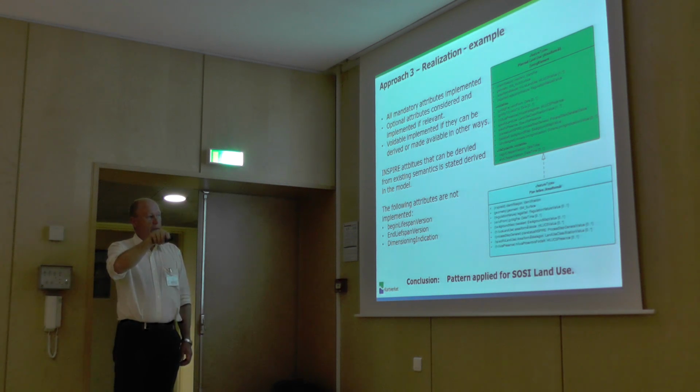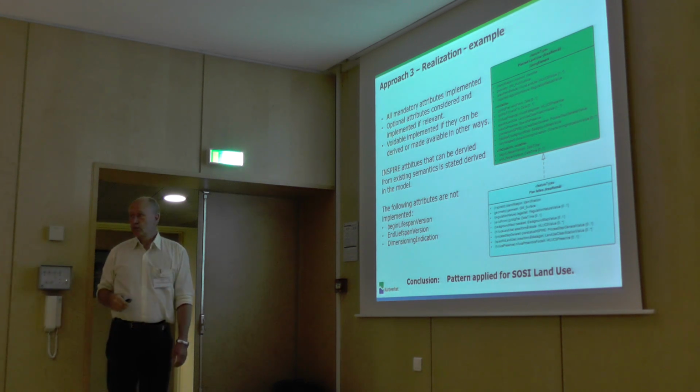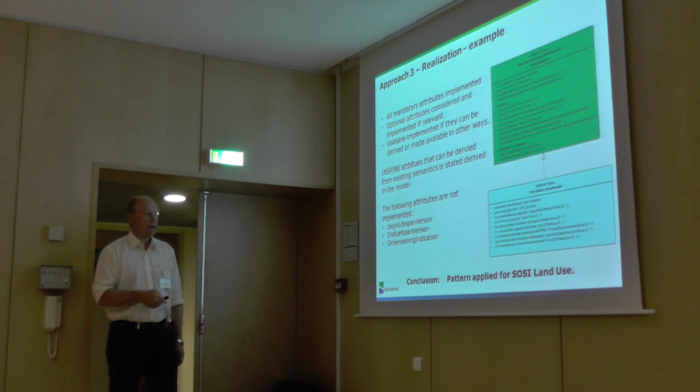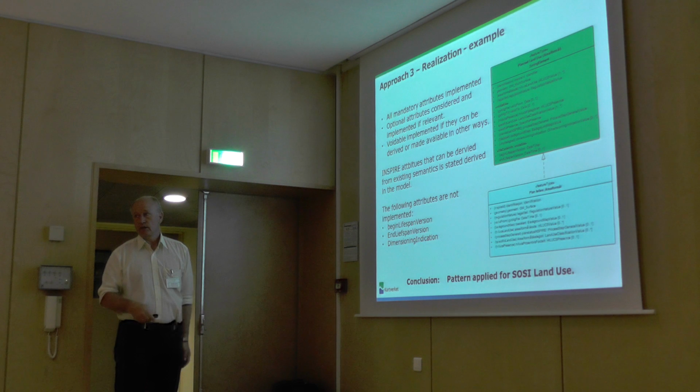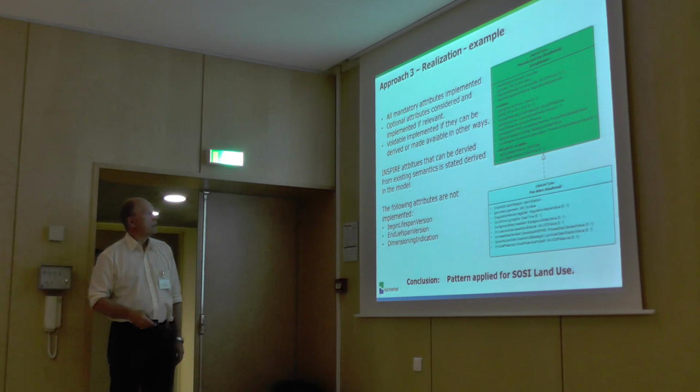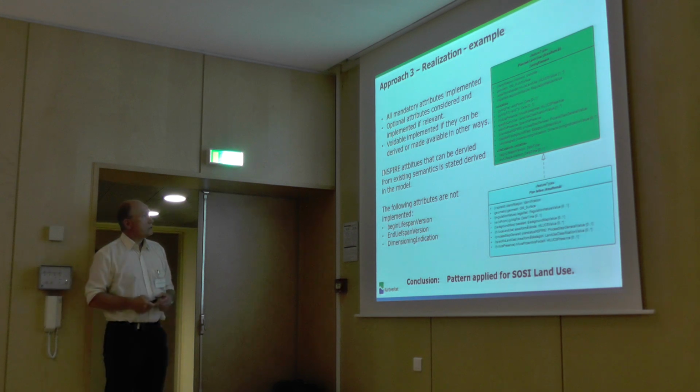And the next step is to look into each of these, which are mandatory. What is mandatory we will find here. What is voidable that we can derive from existing attributes. I mean, if it is available, then it should be mandatory, right? So what we can derive from existing attributes has been implemented here, and it's actually modeled as derived, that is the slash in front of the attribute name. So the result of this: all mandatory attributes are implemented, optional attributes considered and implemented if relevant or appropriate. Voidable, implemented if they can be derived or made available in other ways.